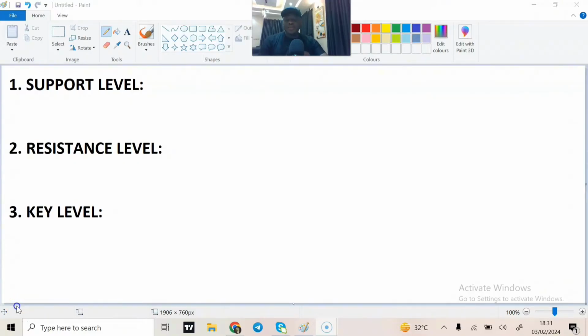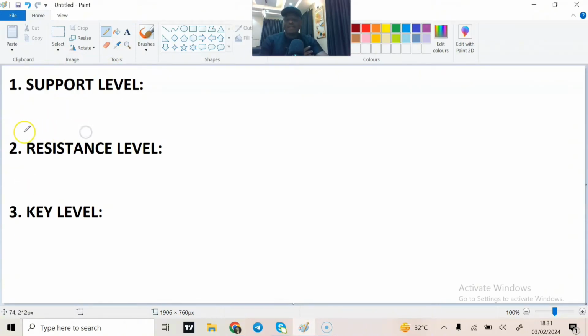So welcome to my screen. Let me quickly assume that you don't know anything about support and resistance. Let's do a very quick recap of what support and resistance levels are, and also what key levels are, because a lot of people know what a support level is and what a resistance level is, but they don't know what a key level is. So let's start with the easy ones.